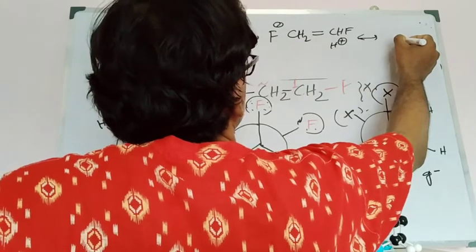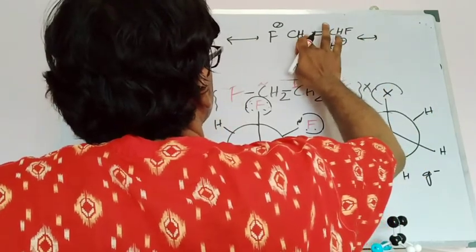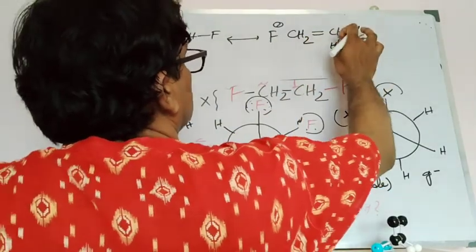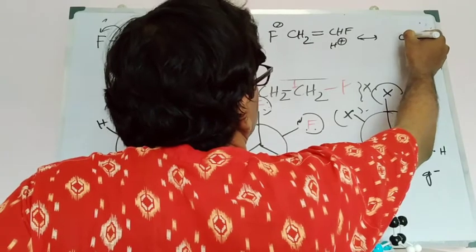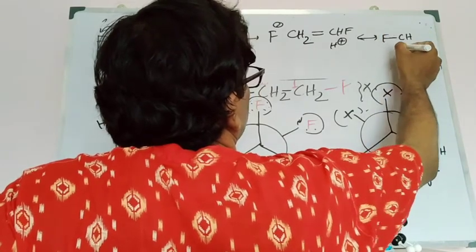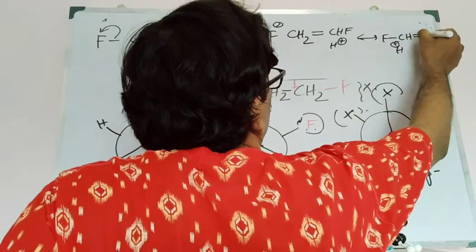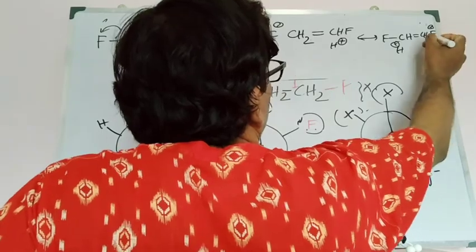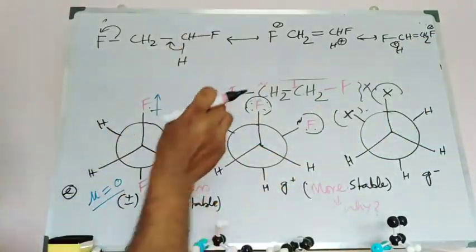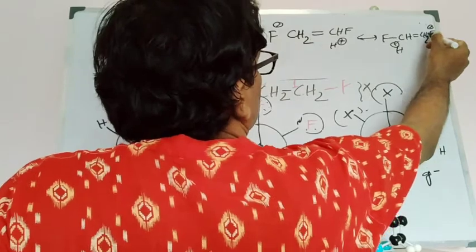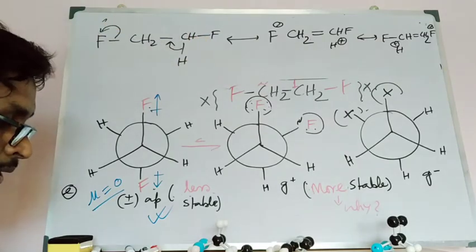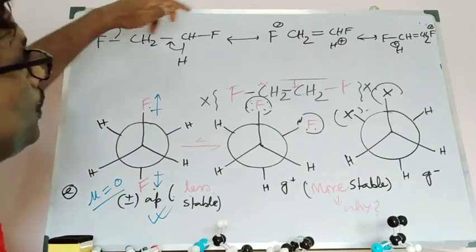Another is possible if this other fluorine is involved here. Then in that case it will be CH2F, and the hydrogen plus, so it will be CHF H plus. That is another compound, double bond CH2 and the F minus. There is no bond between them. So these are the possible hyperconjugations.